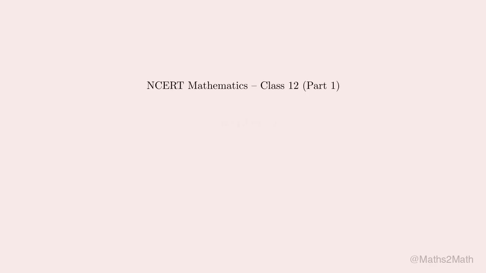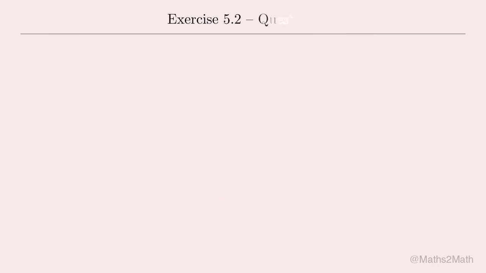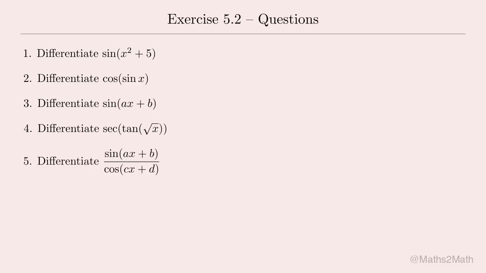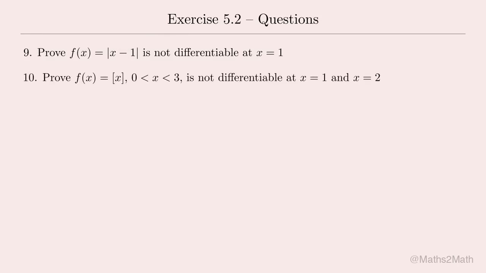In this video, we are solving every question of exercise 5.2 of Chapter 5, Continuity and Differentiability, from the NCERT Mathematics textbook for Class 12, Part 1. Exercise 5.2 has 10 questions, 8 chain rule differentiations of composite trigonometric functions, and 2 proofs that a corner and a jump destroy differentiability. Here they are.